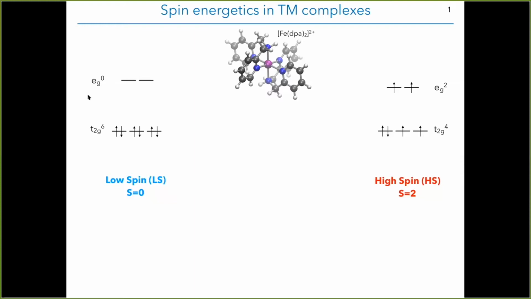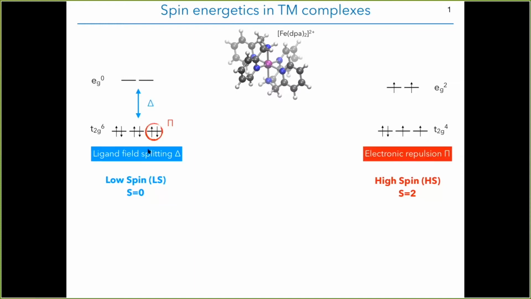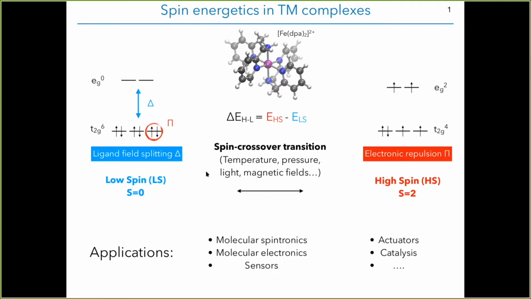In these compounds, the electronic structure of the d block consists of two degenerate electronic states: a threefold degenerate T2g non-bonding state and a twofold degenerate eg state. The magnetic ground state in these compounds is the result of the competition between the ligand field splitting delta between the eg and t2g states and the electronic repulsion pi between two electrons sitting on the same electronic level.